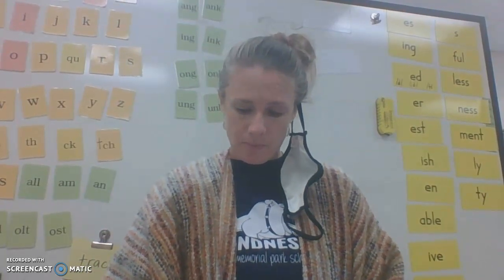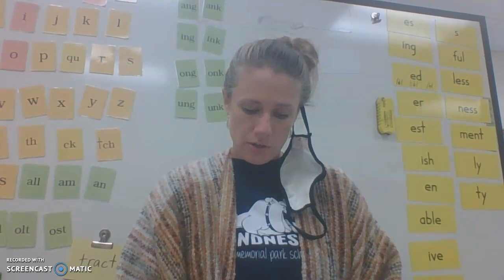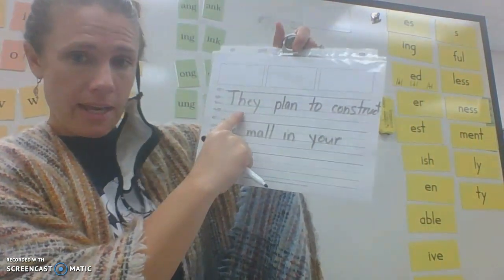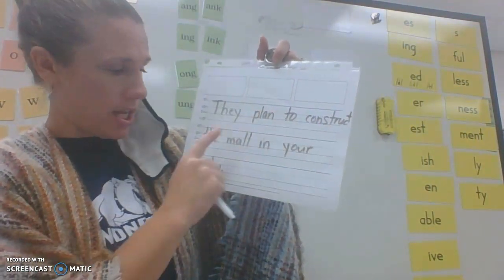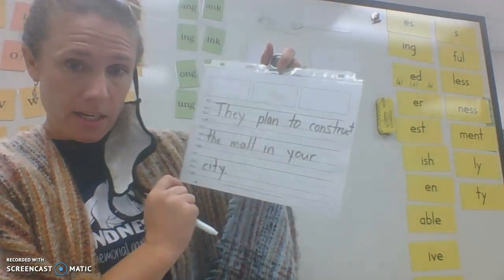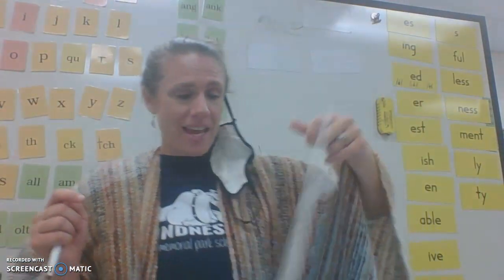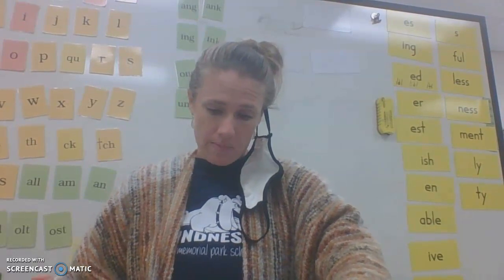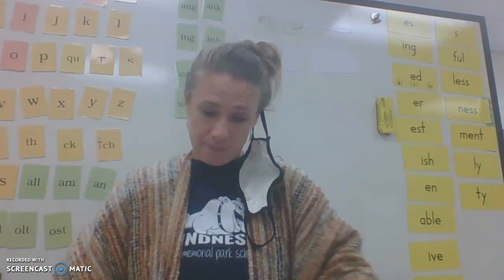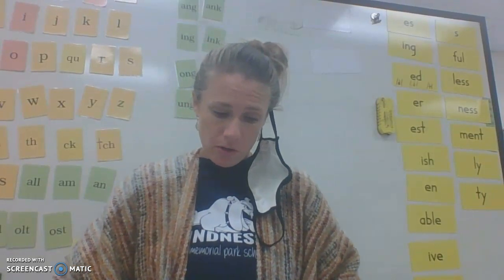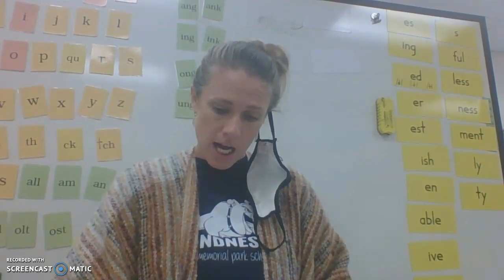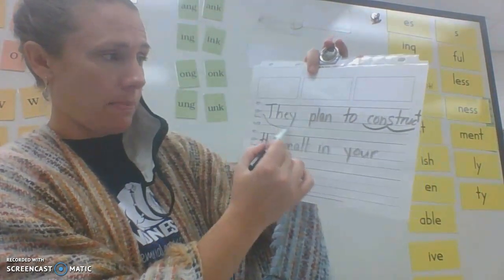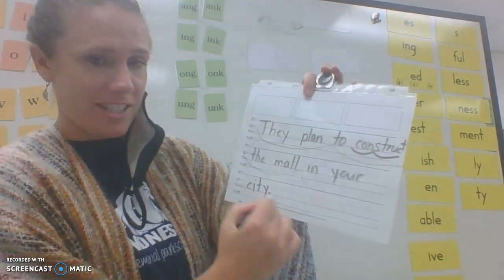Okay, when you're finished, I want you to first point to each word as I read it. They plan to construct the mall in your city. If you missed a word, put it in now. Next, check, did you start with an uppercase and end with punctuation? Okay. Check over your trick words. And I want you to mark the 2-syllable word with a prefix. Construct. Okay, now let's read the whole thing smoothly. They plan to construct the mall in your city. Great job.